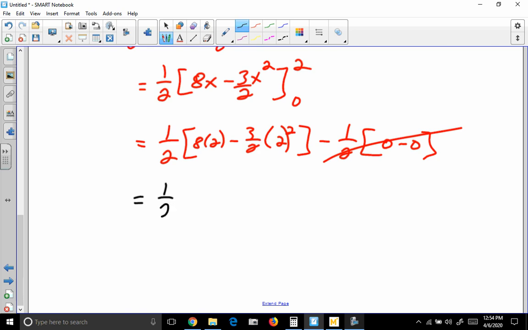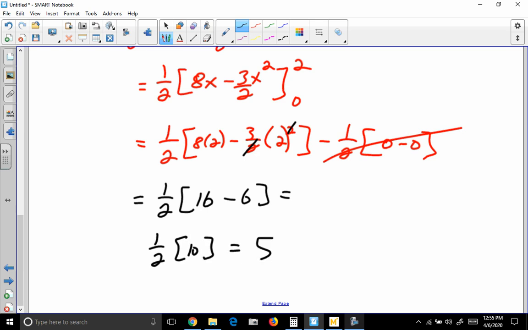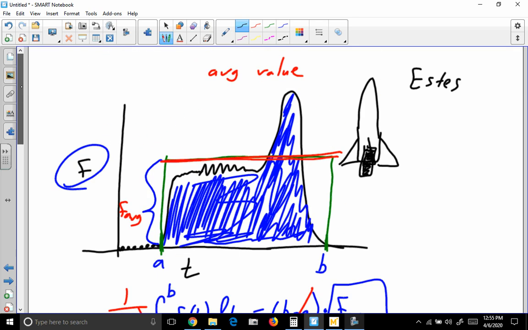So we have 1/2 times 16 minus, we can cancel this 2 out with one of these 2s, so that leaves us 3 times 2. So we have 1/2 times 10, or 5. So the average value of our function on the interval from 0 to 2 is 5. Sometimes the function will be above 5, sometimes it'll be below 5, but in our interval, that's how big the function is on average. Let's just sketch that real quickly.